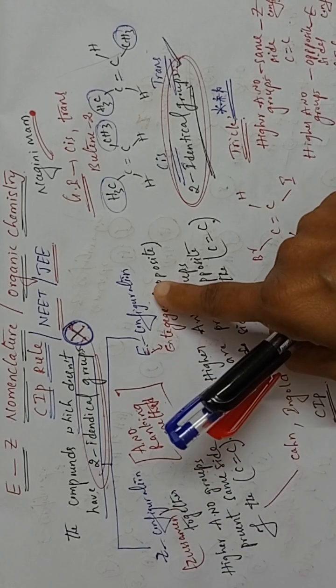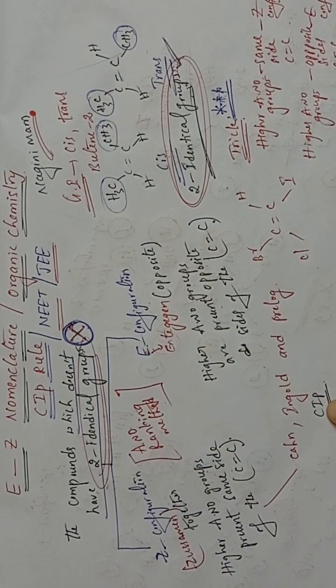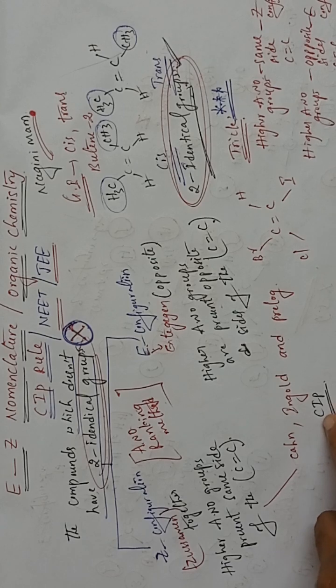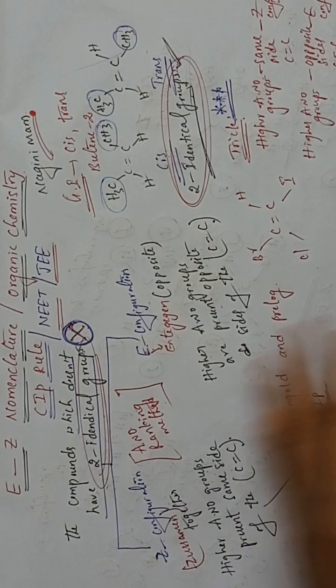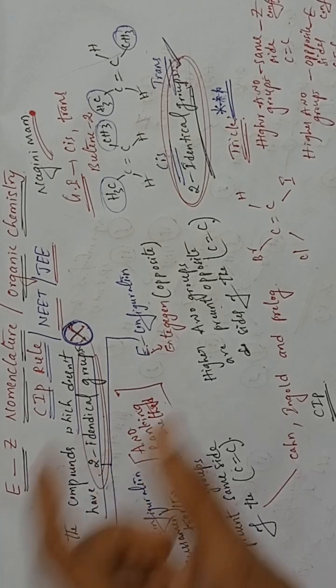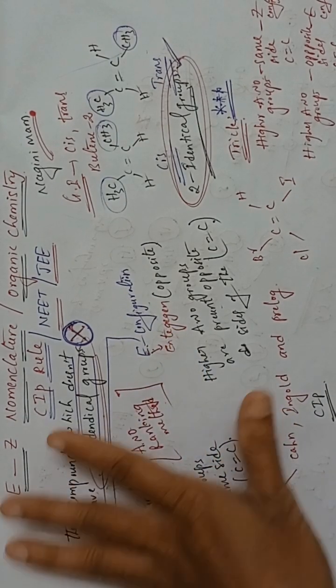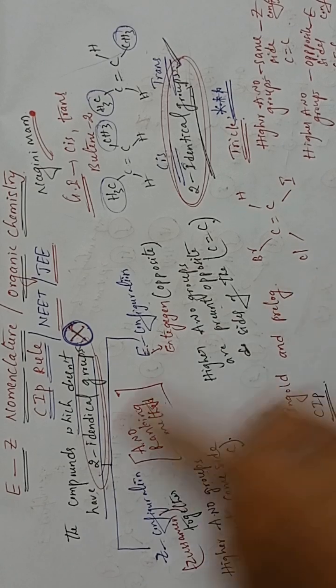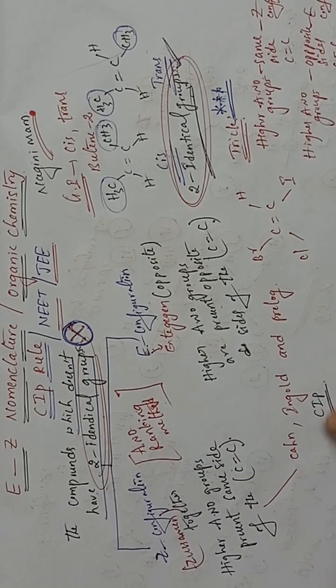This EZ configuration was introduced by CIP, students. It is also called the CIP rule. Here CIP stands for Cahn, Ingold, Prelog. Three members developed this. EZ nomenclature was introduced and developed by Cahn, Ingold and Prelog, students. That's it. This rule is called the CIP rule.